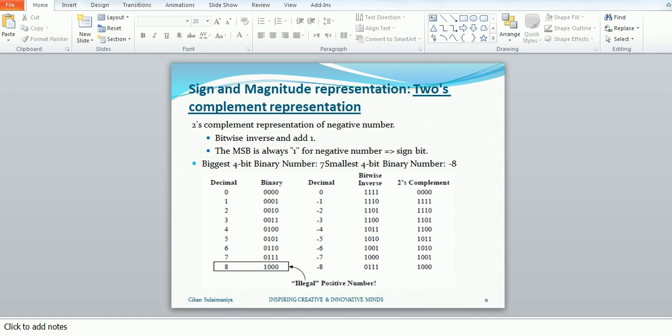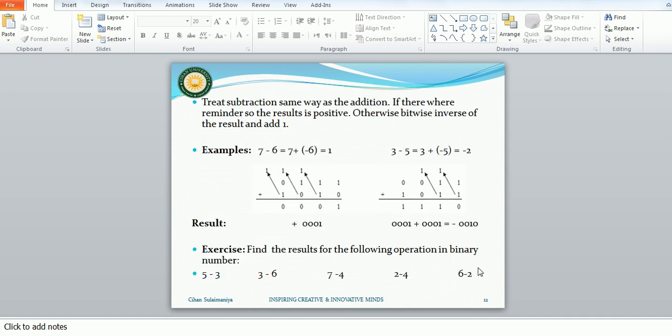Now, if you add two numbers, let's try something. We have an example here: 7 minus 6. What is 7 here? 7 is 0, 1, 1, 1. This is binary, so I cannot put minus 6. Actually it is 7 plus minus 6. There is no minus 6 in binary, so how do you do minus 6?